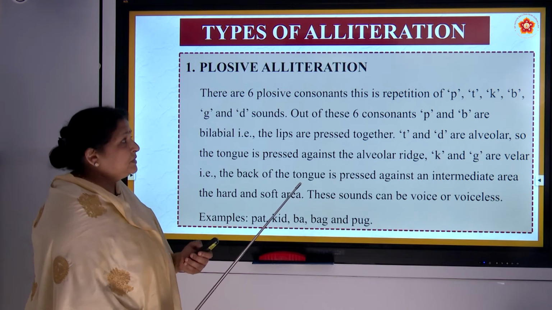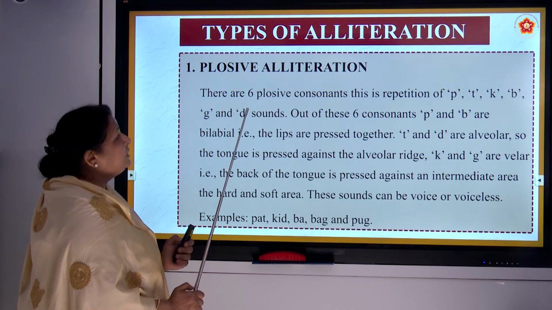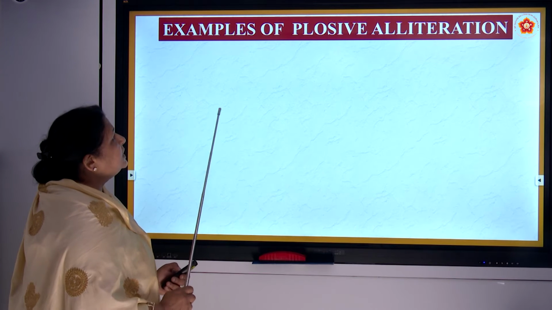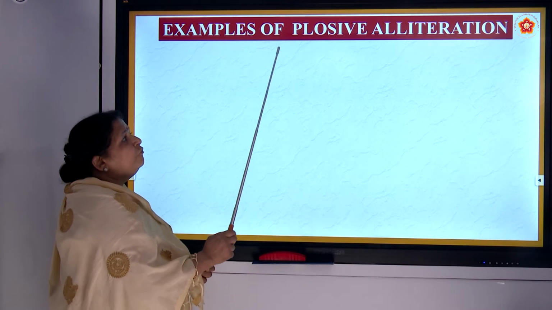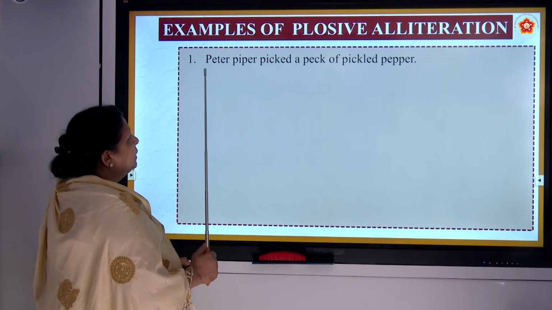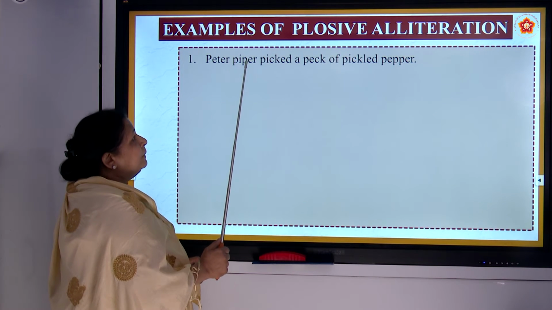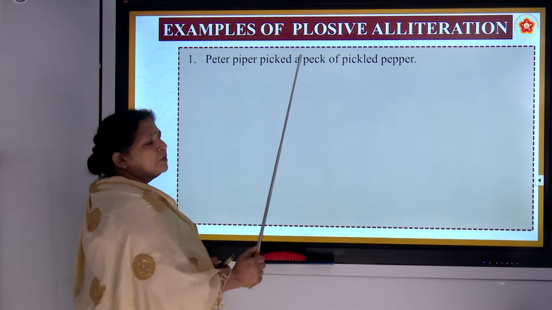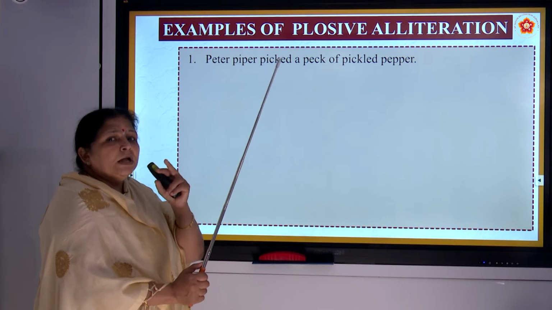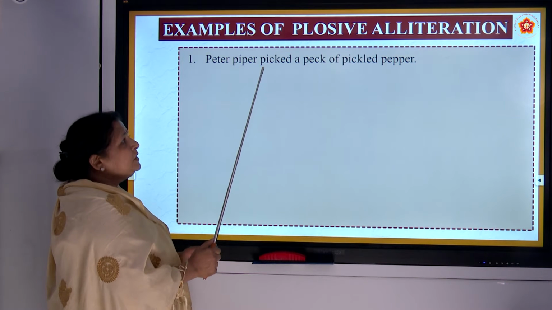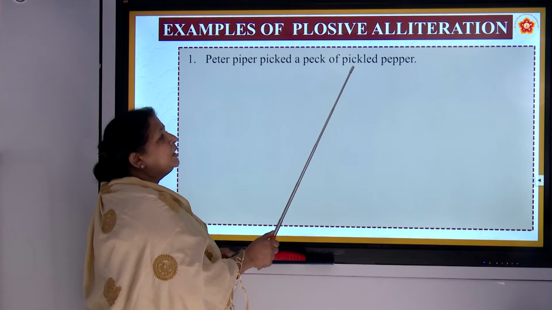Is it clear what plosive alliteration is? Yes, very good. Now let us see some examples of plosive alliterations. Peter Piper picked a peck of pickled pepper. So this is literally tongue twisting. Peter Piper picked a peck of pickled pepper.